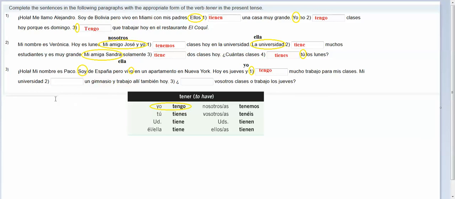Mi universidad blank un gimnasio. So what has a gym is la universidad, which again we think of universidad as ella. And if we look at ella, then we should use tiene.